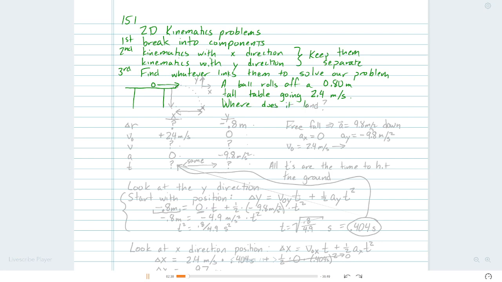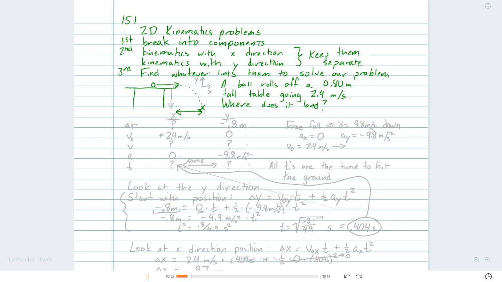where does it land? Well, it's going to go off the table and it's going to arc down and hit someplace on the ground. And so what I want to know is, how far out from the table is it when it lands? I don't want the answer on the floor. We know that already. We want to know where on the floor.